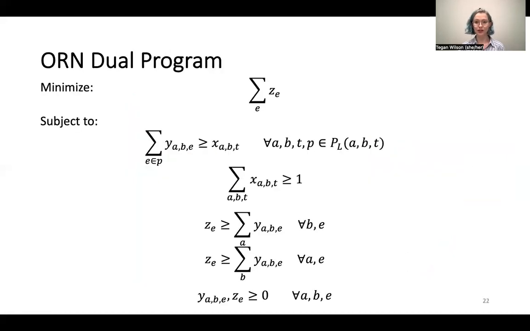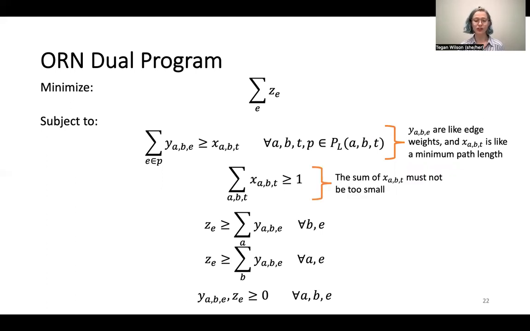So this is the dual program that we end up at. And I'll provide some intuition behind the different sets of constraints for you. This first set of constraints is saying that for every edge in a path, the sum of these Y_ABE variables on those edges needs to be at least X_ABT. So if we treat Y_ABE as edge weights that are dependent on A and B as the starting and ending points of the path, then X_ABT is like a minimum path length that we need to fulfill.